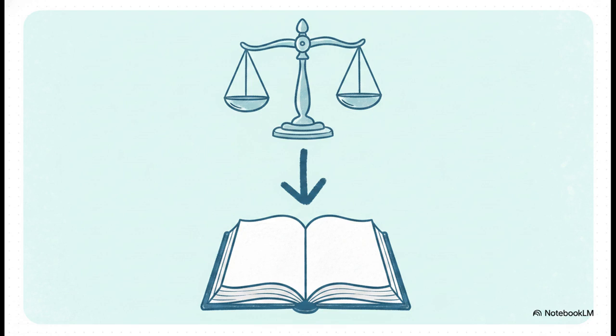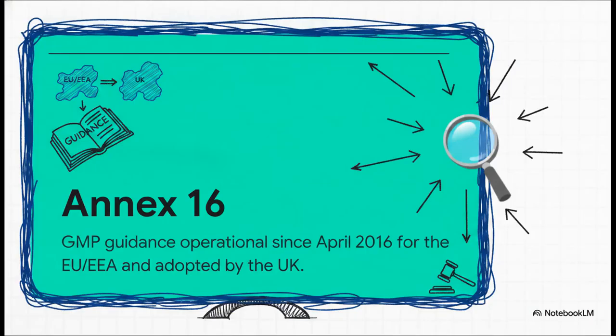But sitting just below the law is GMP guidance. Guidance texts, like the EudraLex annexes, basically interpret those binding laws. They tell the industry exactly how regulators expect those laws to actually be met in practice. Now, this right here is essentially the operational Bible for QP certification, EudraLex Annex 16. The current version has been up and running since April 2016.